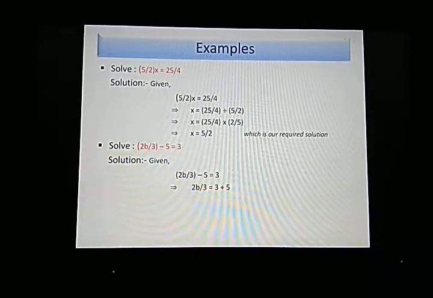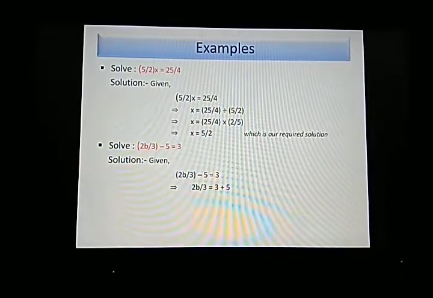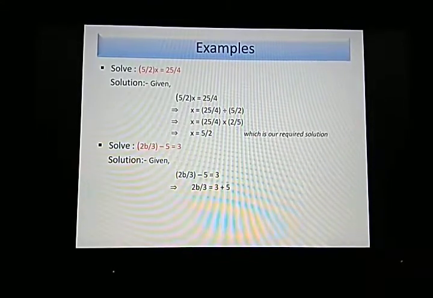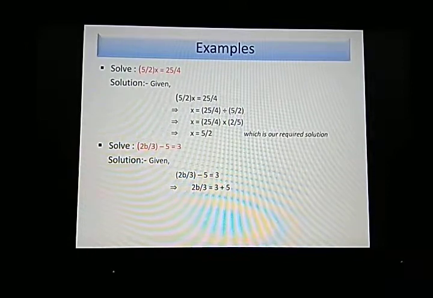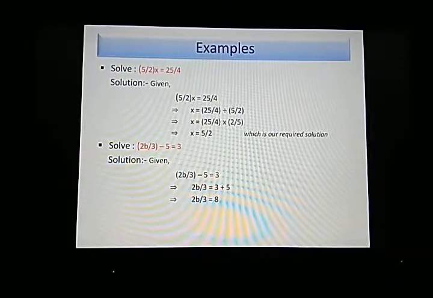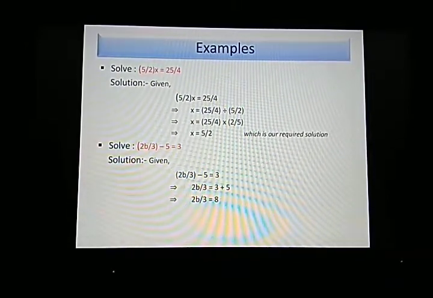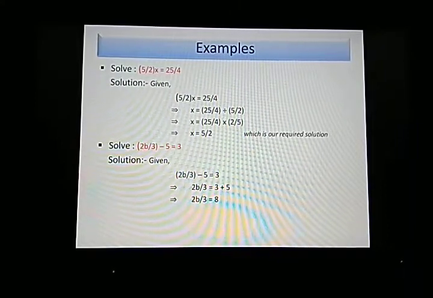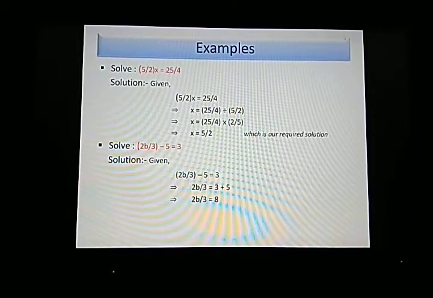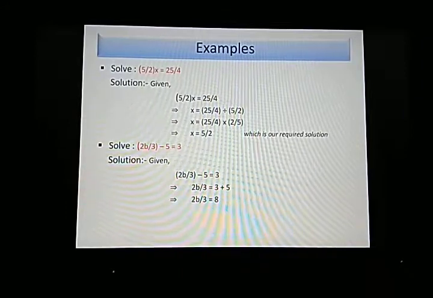So it will give us 2b by 3 is equal to 3 plus 5. So 3 plus 5 is 8. Now next thing what we will do is that we will shift. Next what will we shift? Next we will shift 2 by 3 onto the right hand side.